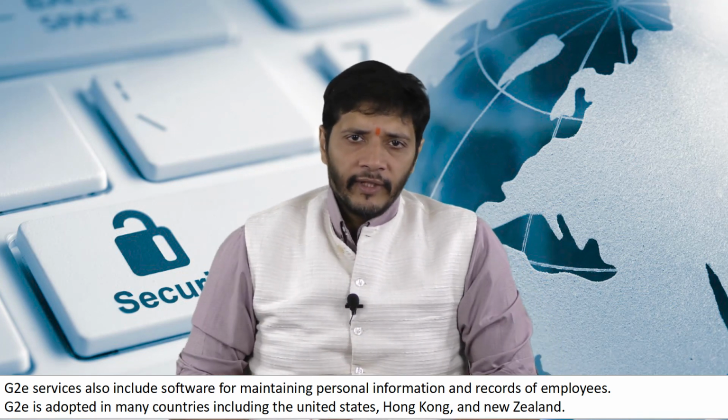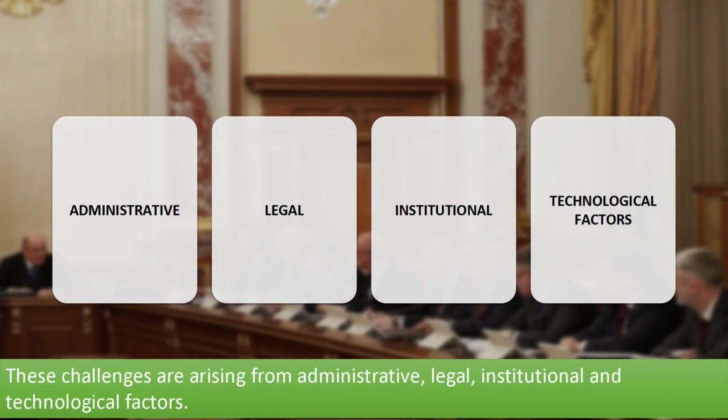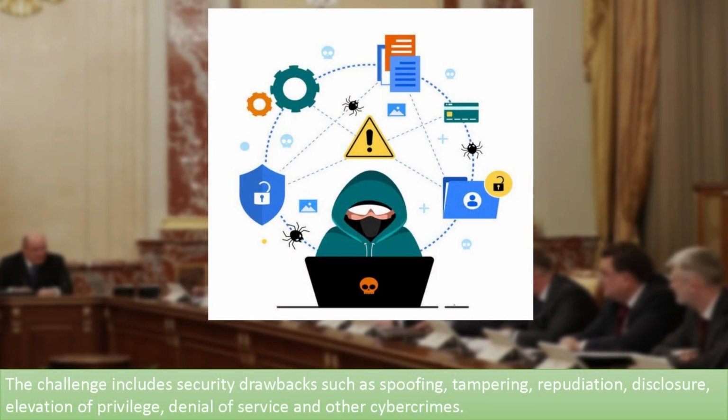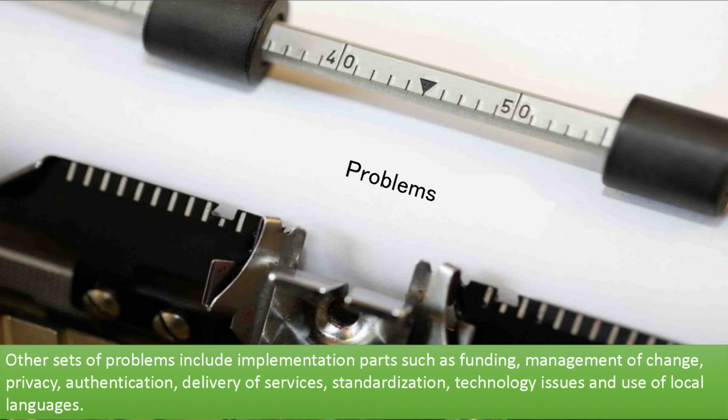There are certain challenges at the international level. E-governance is facing numerous challenges the world over. The traditional approach for introducing e-governance is just not sufficient, due to the complexity from a wide variety of applications and an architecture mix of both legacy and modern worlds that need to be brought into the purview of e-governance. These challenges arise from administrative, legal, institutional, and technological factors. The challenges include security drawbacks such as spoofing, tampering, repudiation, disclosure, elevation of privilege, denial of service, and other cyber crimes. Other problems include implementation issues such as funding, management of change, privacy, authentication, delivery of services, standardization, technology issues, and use of local language.